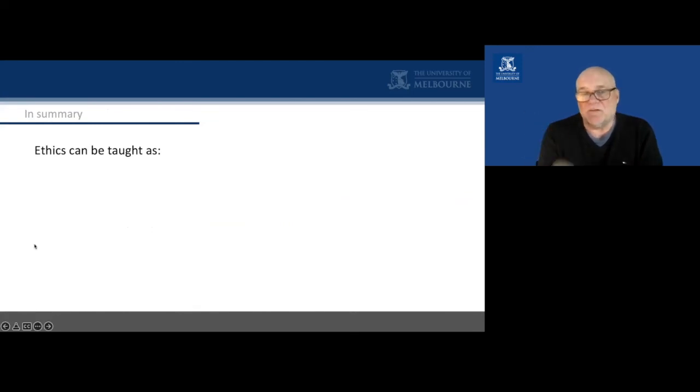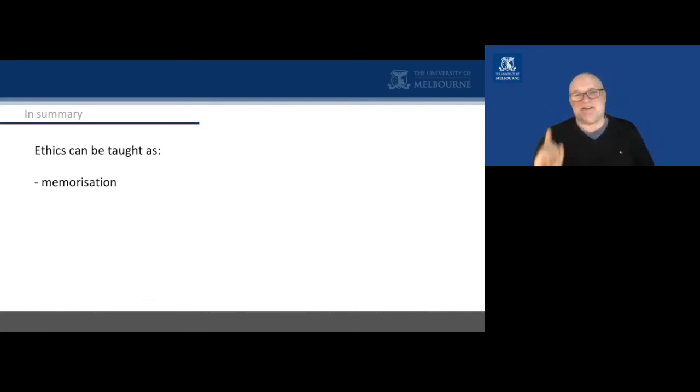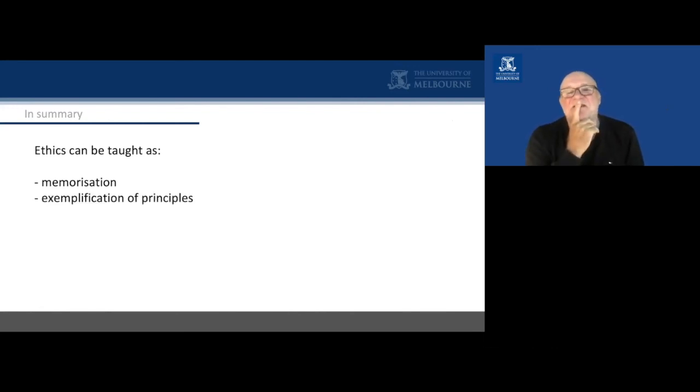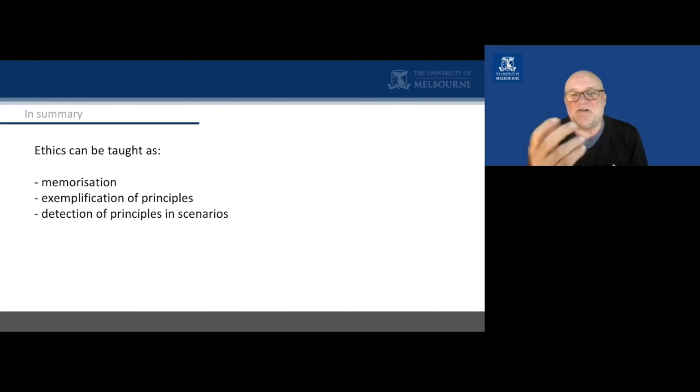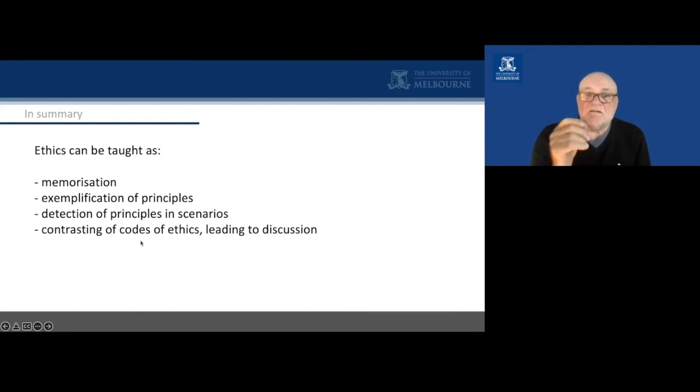So I'm just summarizing here. I don't think neutrality is possible anyway. Ethics can be taught as memorization. All right, that's the easy one. Just memorize these nine principles. It's easy, folks. You can go from the principles to examples, and that's a way of doing it. You can look for the principles in scenarios, and it's getting more and more complex as we go down, depending on the learning outcome. And then we can contrast different codes of ethics, and that gives rise to very interesting problems and questions.